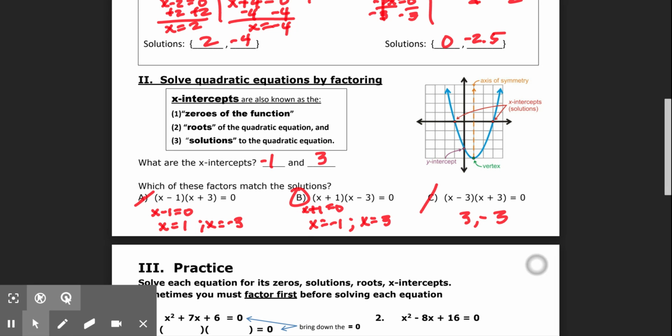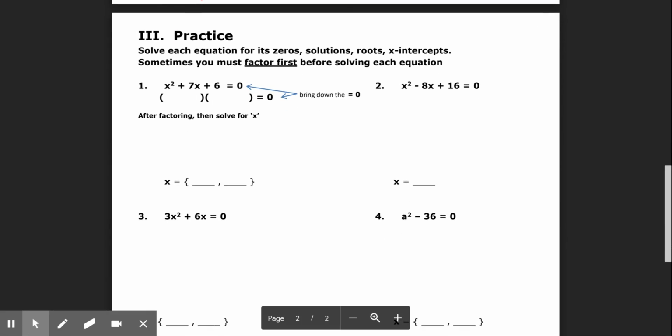All right, so let's go ahead and look on the back side. So what we have to do extra today is factor our area. And I mean area as in if this were the area of a rectangle. We have to find the length and the width. So let's take a look at problem 1.